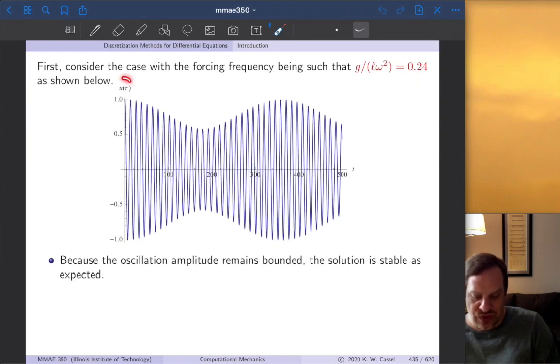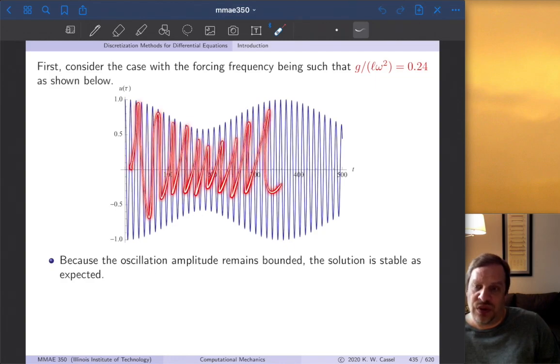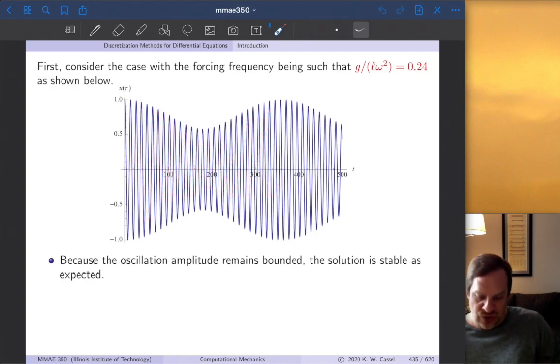So this is U as a function of time. You can see it oscillates back and forth, and the amplitude of oscillation starts at 1, right there, and then it oscillates back and forth, 0 being the equilibrium position straight down. You can see it oscillates with an amplitude which is bounded. Now the amplitude changes, we call this a modulation, but it remains bounded.